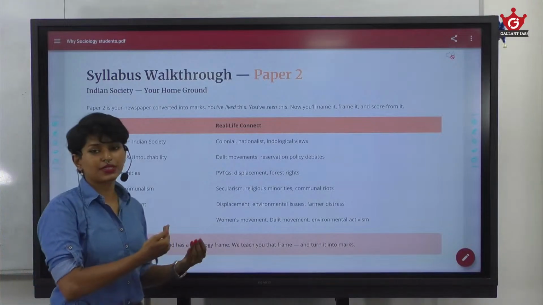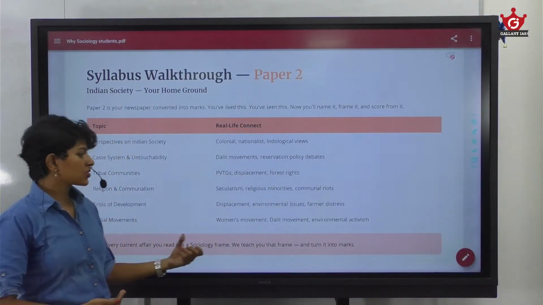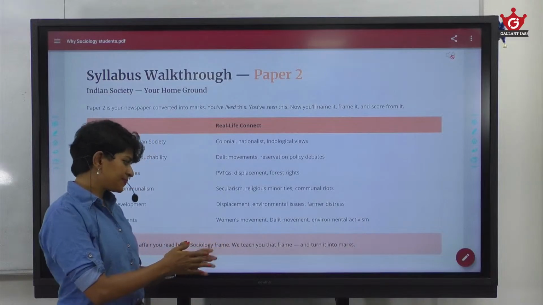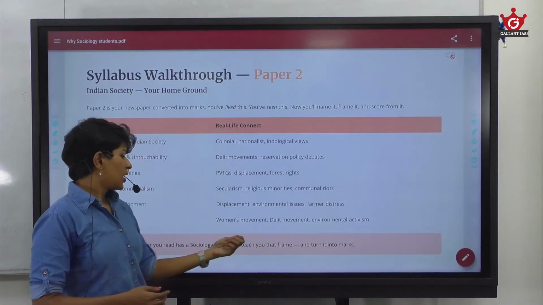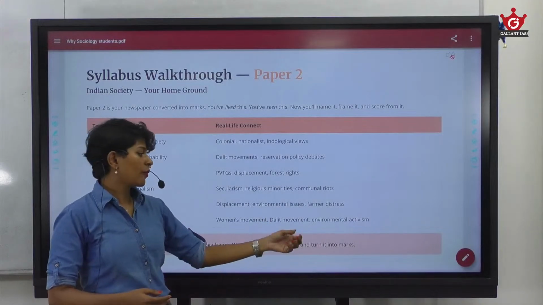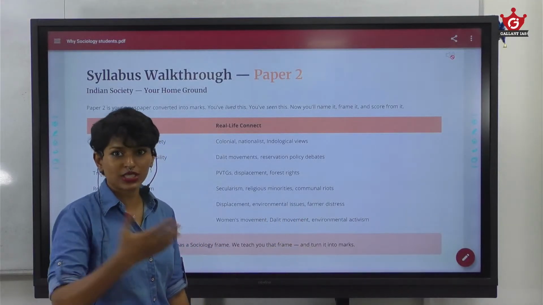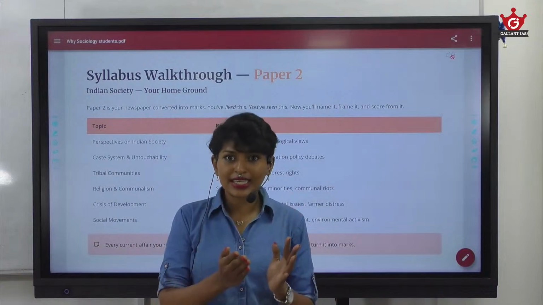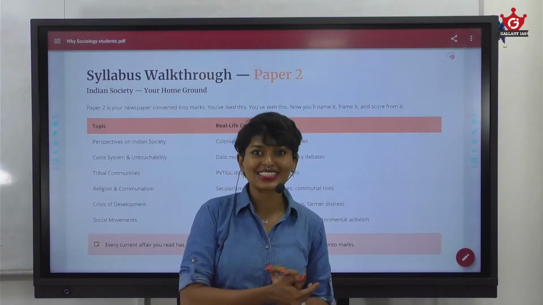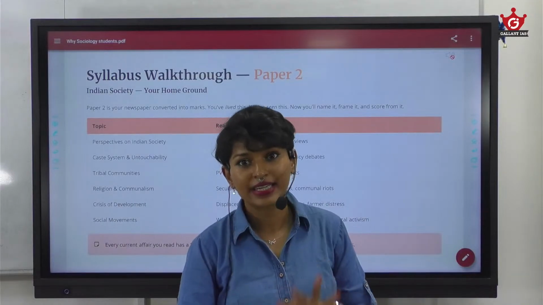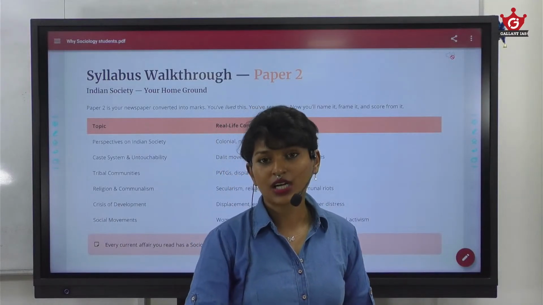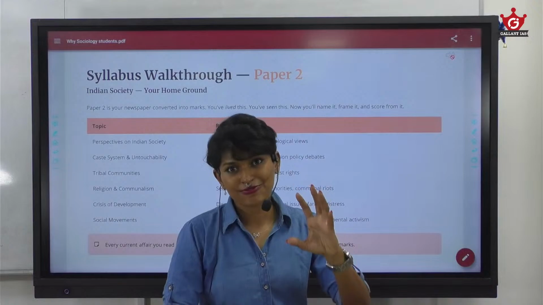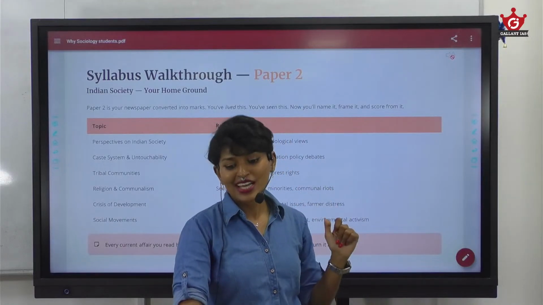Then again we have something in the syllabus, that is social movements, where you would be easily able to relate because you have already learned in different GS papers like paper 1 and paper 2. See, women's movement, Dalit movements, or environmental activism. You can relate GS 3 also here. Again, the additional highlight is that every newspaper heading you read, in one way or another, you would be able to relate it with sociology. You can consider it as a frame you can use to score in this paper.